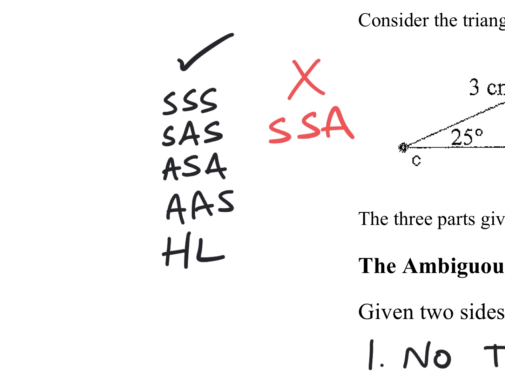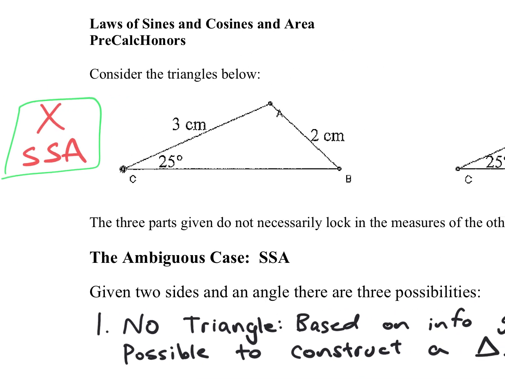We were able to use side-side-side, side-angle-side, angle-side-angle, angle-angle-side, and also hypotenuse-leg in a right triangle. There was one arrangement of side and angle relationships in two triangles that we couldn't use, and that is side-side-angle. So we're going to talk a little bit about why this is the case and what we can do to reconcile that.